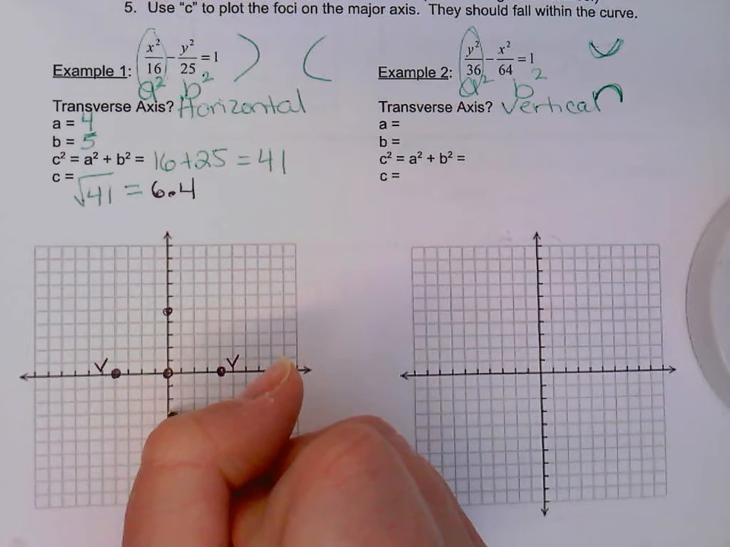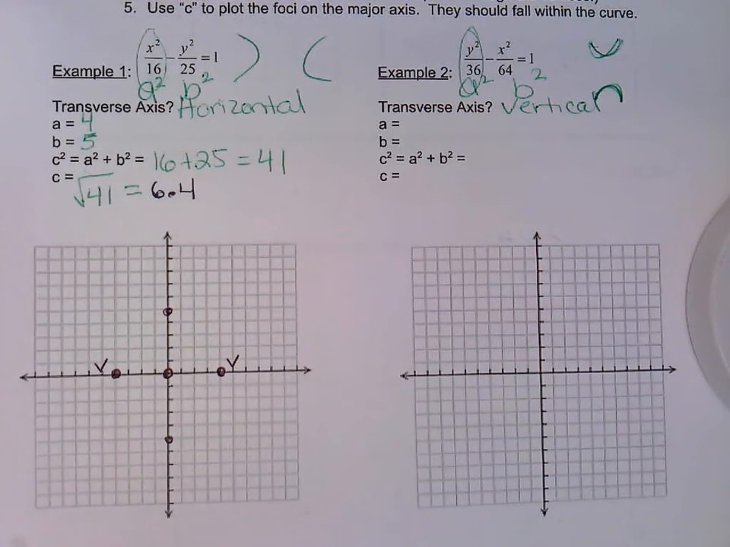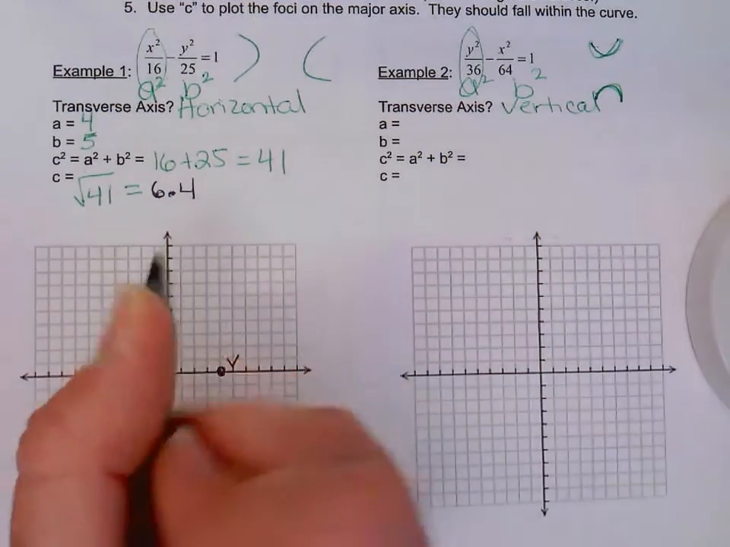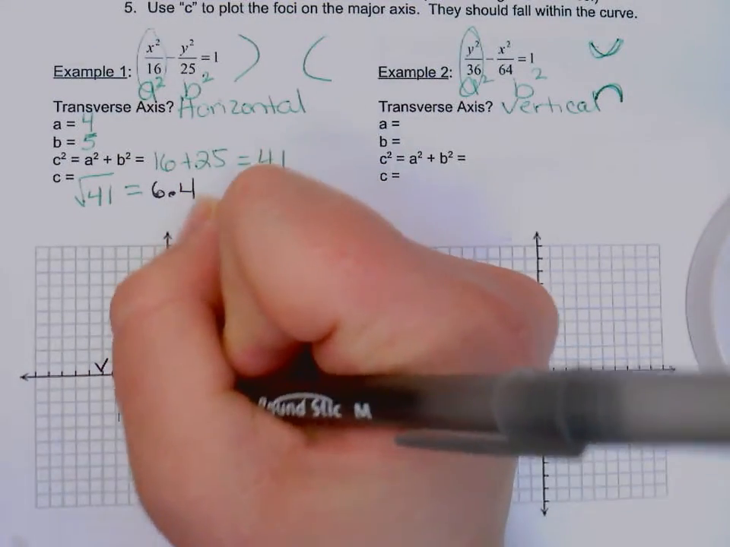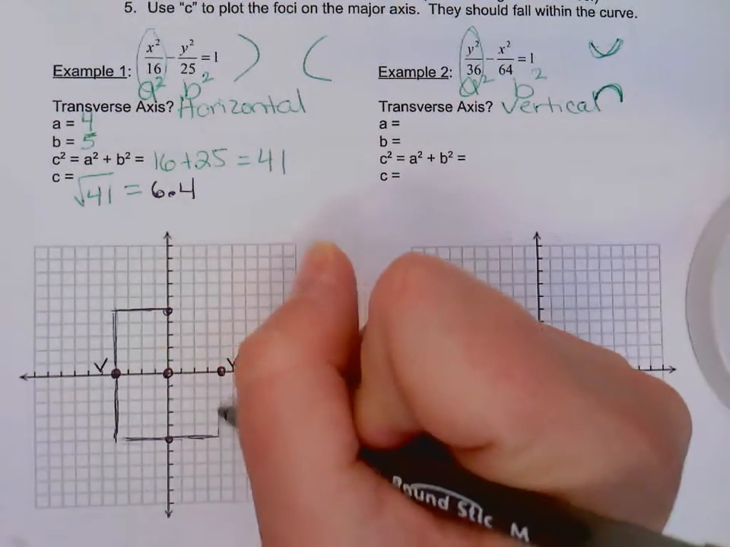1, 2, 3, 4, 5. Those are just called endpoints of the conjugate axis. So instead of just drawing my ellipse, right, if this had been an ellipse, we would just circle it in. This is a hyperbola. So your next step is you're going to make a rectangular box around those 4 points.